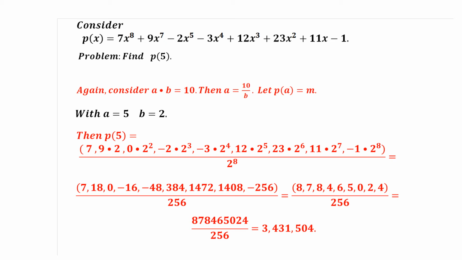And since the last digit to the left is 8, it's a single digit, we have the number 878465024 divided by 256, and that comes out to be 3,431,504.